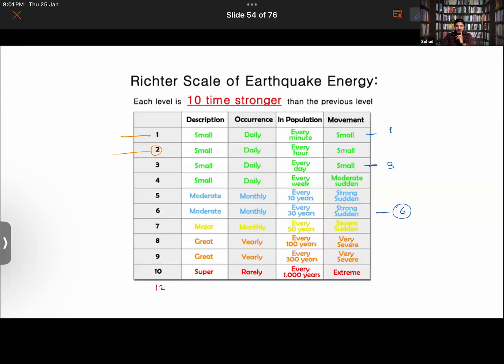Okay, so that is the thing about it, right? Usually it is seen that earthquakes with magnitudes higher than 7 on the Richter scale are very much destructive in nature, right? Yes, sir. Such earthquakes can destroy whole villages, whole cities.